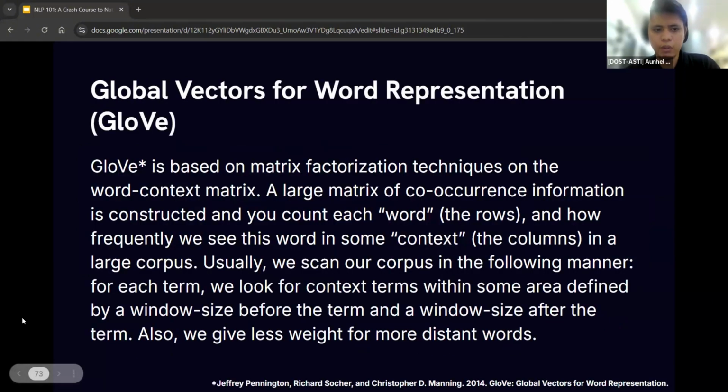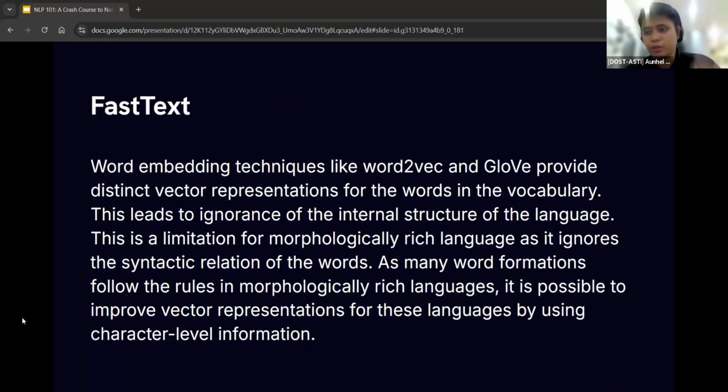So then we have what we call GloVe. This is just another type of vector representation introduced in, I think, 2014 by Pennington et al. So matrix factorization techniques, word context matrix. And then we also have another one, fastText. So it's basically just an augmentation.